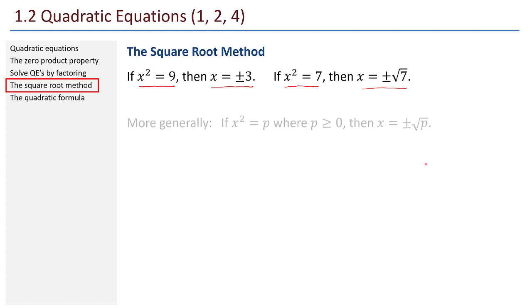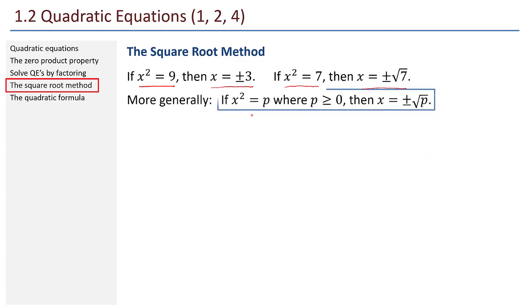In general, if x squared equals p, where p is greater than or equal to 0, then I can solve for x by saying x equals plus or minus the square root of p. Now, I do need positive or 0 numbers to be p, because I can't square a number and get a negative number. If x squared equals p, where p is less than 0, then no solution.